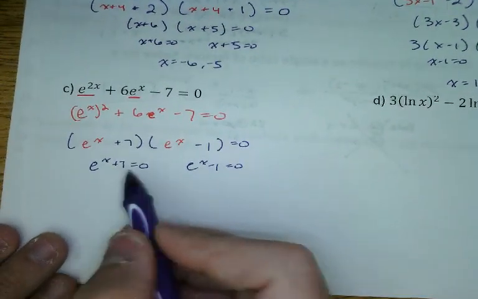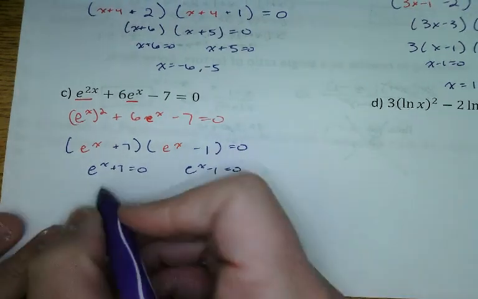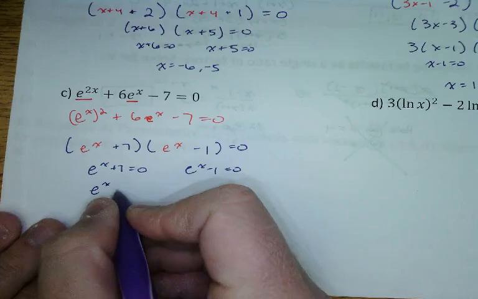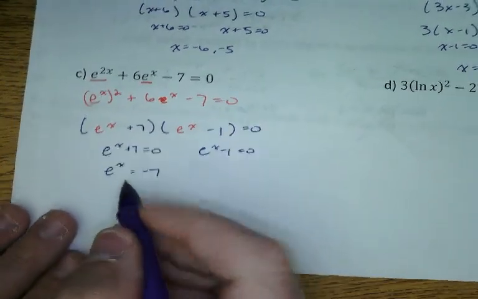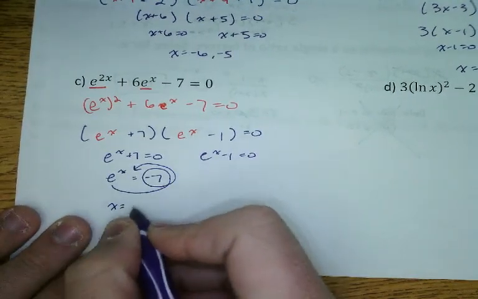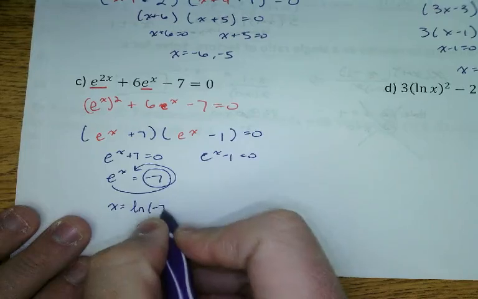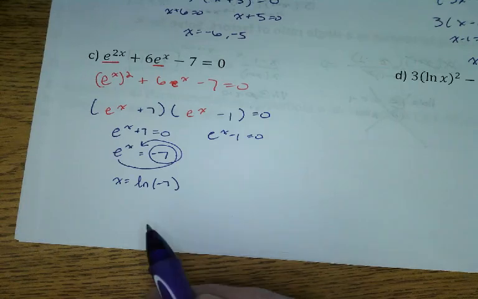How do you solve this left one? Subtract 7. So we're going to get e to the x equals -7. And then you're going to get ln of -7 equals x. We like this answer as a class? We love it. You ready to move on?